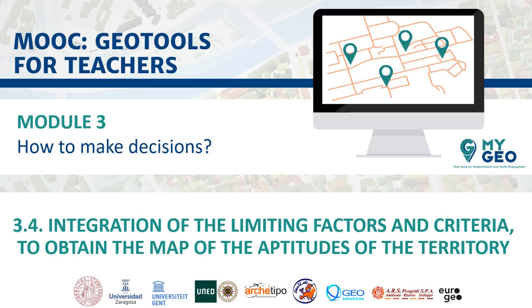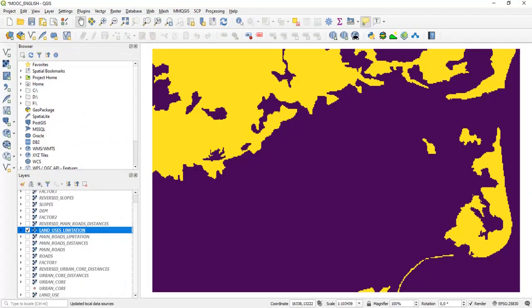Module 3, how to make decisions. Integration of the limiting factors and criteria to obtain the map of the aptitudes of the territory. In this section, we must integrate the limiting factors and criteria to obtain the map of the territory's skills regarding the implementation of the industrial function. We will name the result industrial aptitude.